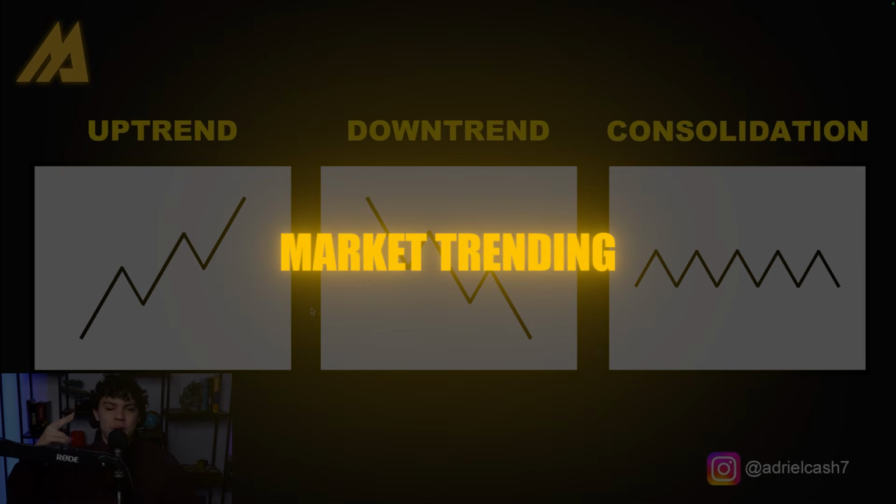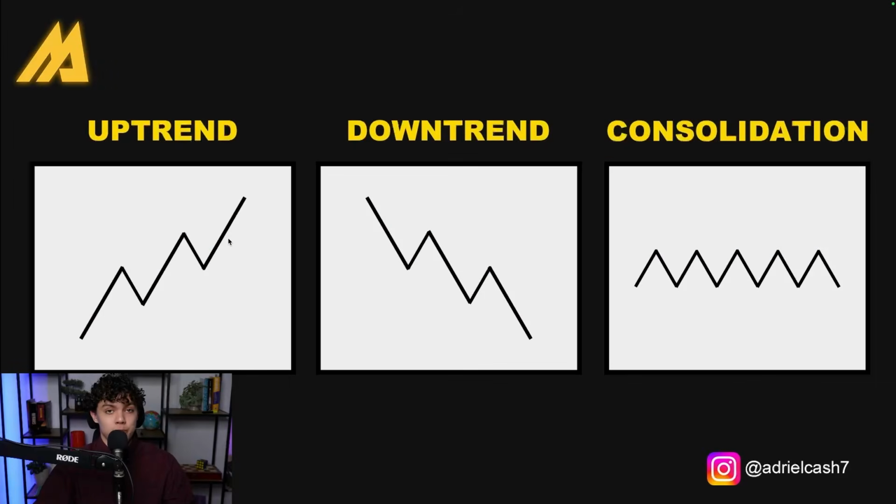Step number 2, market trending. This is so important because this is the lifeblood of the market. This is how these markets are built. This is how these markets will always move. There's the uptrend, downtrend, and consolidation. Consolidation, you can kind of forget about this one. This is sideways movement caused by an equal amount of buyers and sellers, low volume.